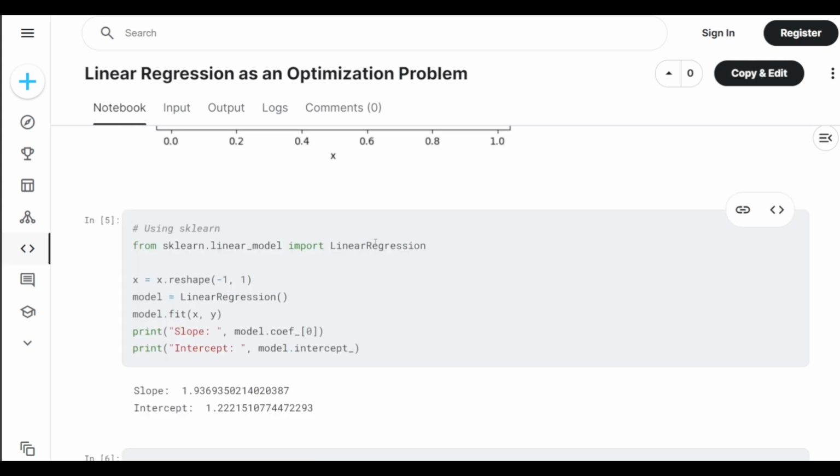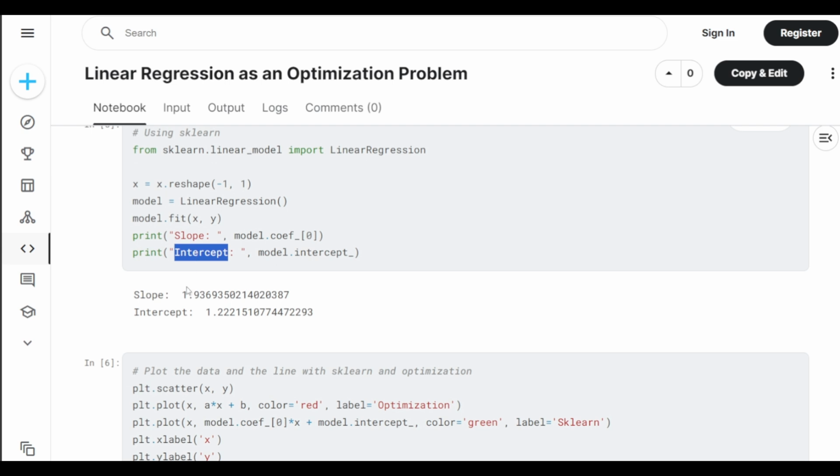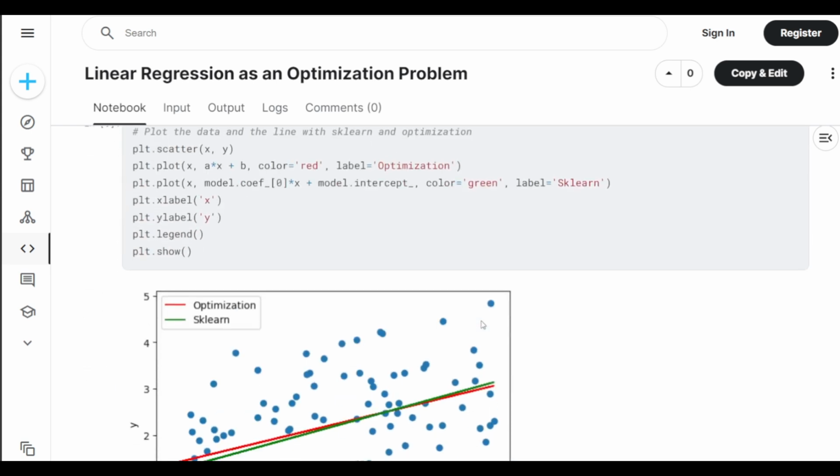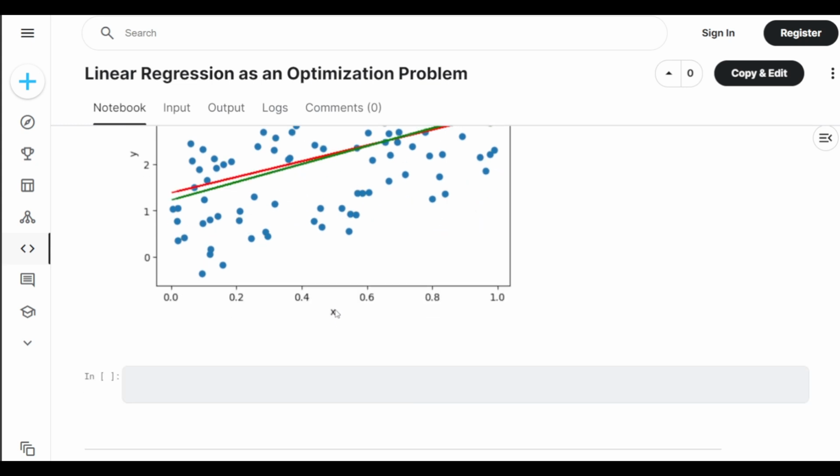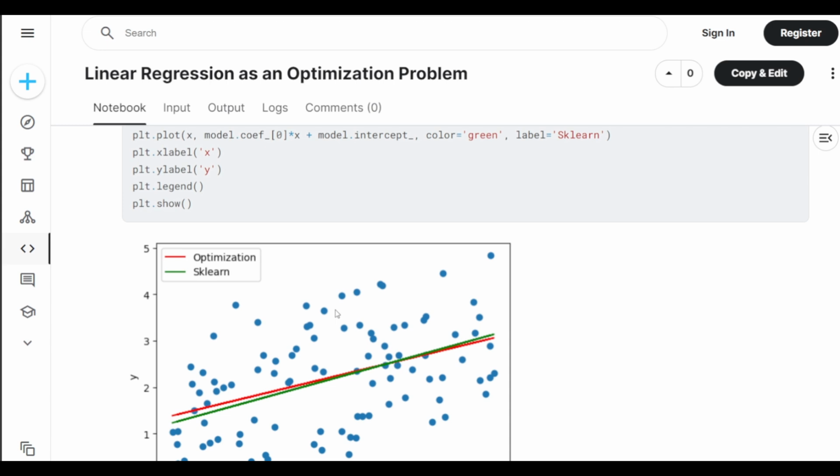We can also solve this problem using linear regression from scikit-learn. The code is very straightforward. We have the x variables. We declare a linear regression model. We fit the model using x and target variable y, and we can print out the slope and intercept. Here the slope is 1.9, intercept is 1.2. And we can also plot the best fit line for both now, the optimization problem as well as the scikit-learn. So these are the best fit lines in either case. Hence we can see that we can also model this linear regression as an optimization problem.